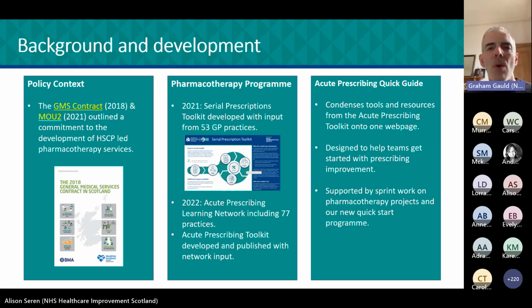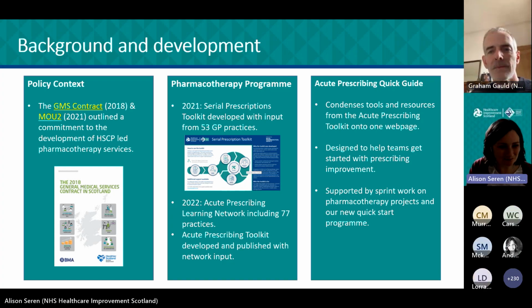The acute prescribing network began in 2022 and involved 77 practices, and we developed the acute prescribing toolkit. That's available now on the iHub, and within that you will also find guidance to access the acute prescribing quick guide. From that we've come up with 7 steps, 7 change ideas that we're recommending that you consider for use in acute prescribing. So I'm going to hand over now back to Alison. Thank you.